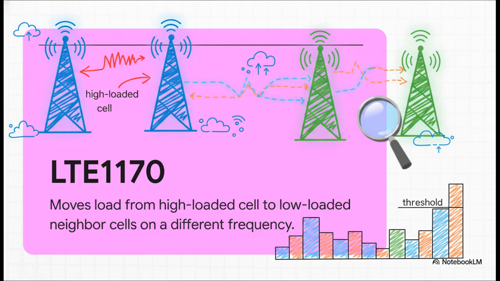Now, a quick caveat here. The goal actually isn't to make every single cell exactly equal. Nope. It's really just to keep the load of every cell safely below a specific, manually configurable threshold.